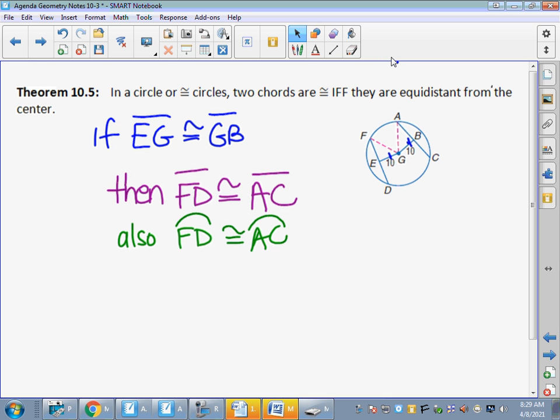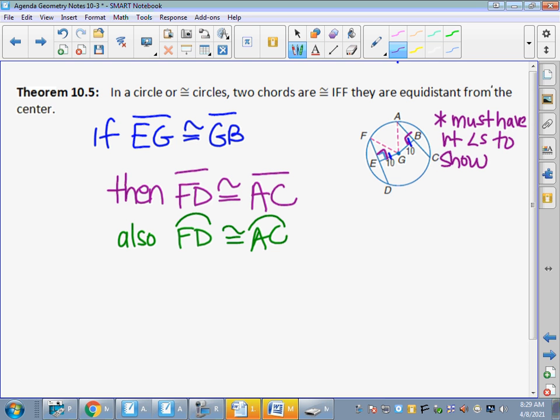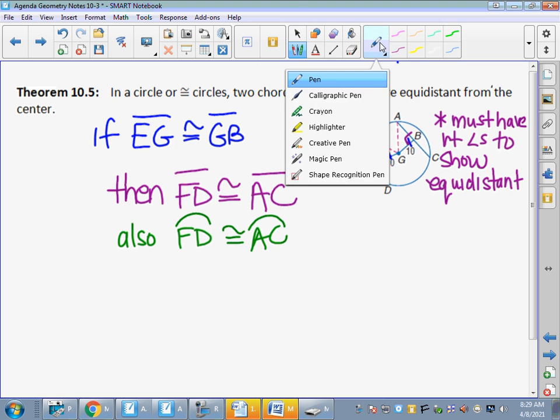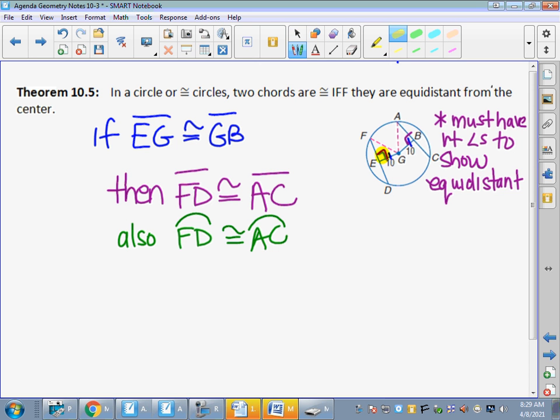There's one thing missing on this diagram. Ignore the dotted lines for a second. One thing missing in this diagram, the equidistant thing: when they mark this 10 and 10, they have to put right angles here. So I'll put a little mark. Must have right angles to show equidistant. The shortest distance from a point to a line is perpendicular, so you have to have right angles. They didn't put it on this diagram, that was my bad, but we should have right angles there.